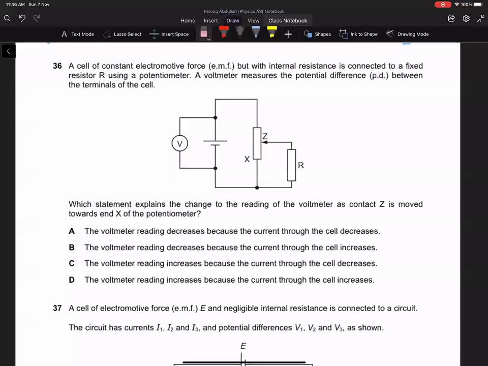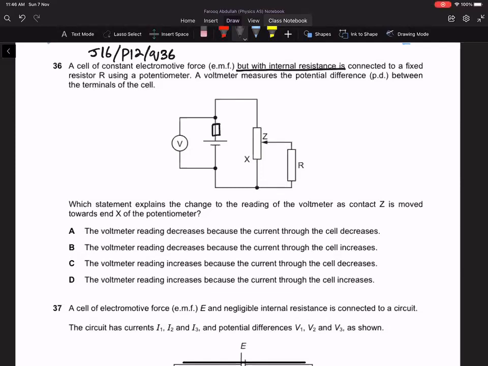This is an interesting and tricky question. It is June 16, paper 1, 2, and question number 36. There are some aspects of this question that we need to understand. First of all, they said the cell has a constant electromotive force and it also has the internal resistance.